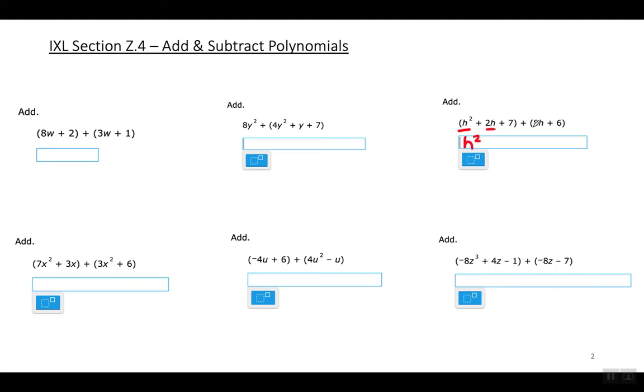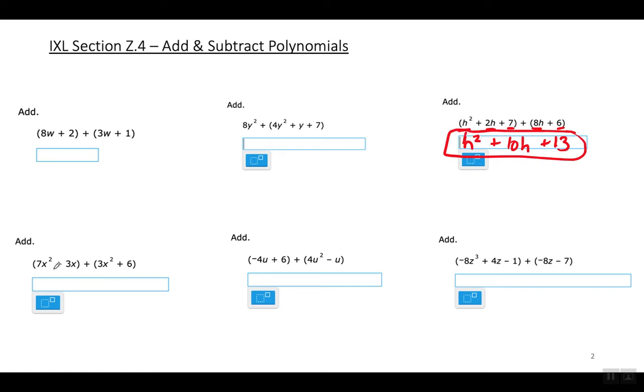The 2h, I could add it with this 8h to get 10h. And this 7, I add it with this 6 to get 13. And that's my final answer because I can no longer simplify it any further. Those are h's, by the way.